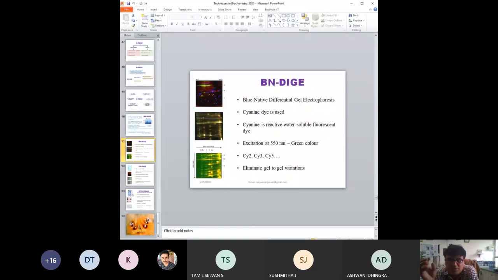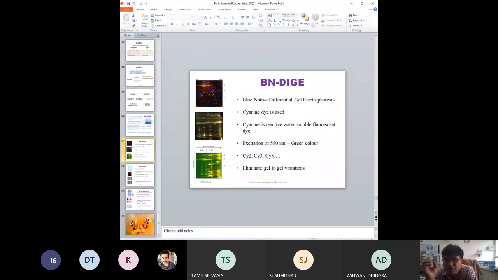So in case of BN DIGE, we are going to label different proteins with different cyanine dyes, and then you are going to run it on the gel. On the left-hand side, you can see the beautiful mosaic of different protein spots which are visible on the gel. So easily you can differentiate different samples, their location, their run, their resolution, everything you can locate on the gel.